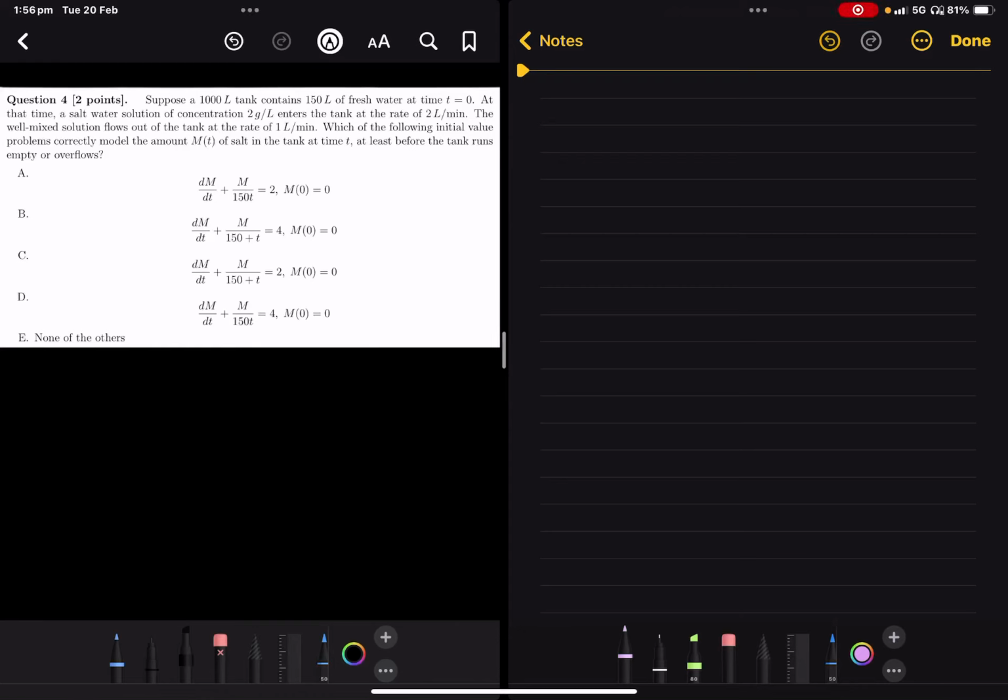Okay, so we're going to take a look at another question. This is a University Calculus 2 paper question, Calc 2. This is question 4 from this particular question set.